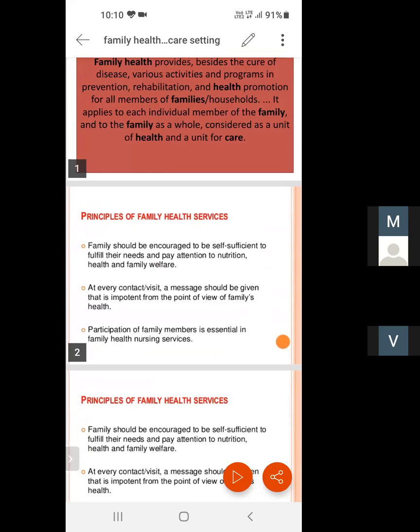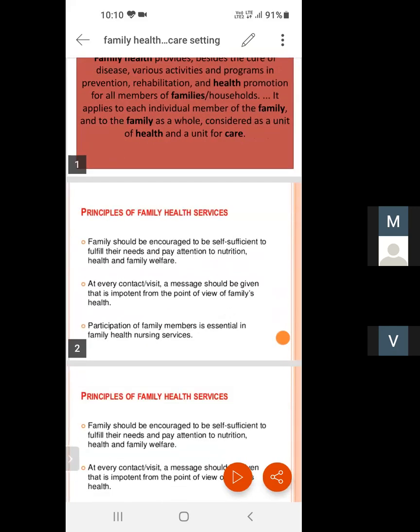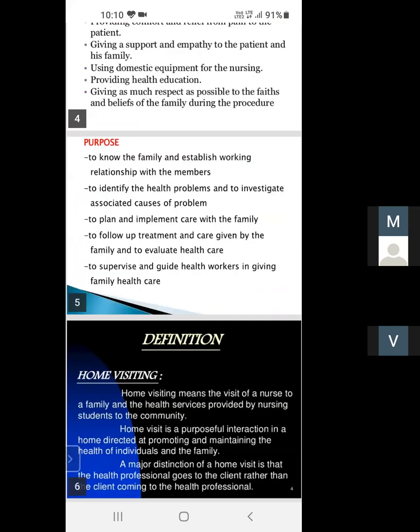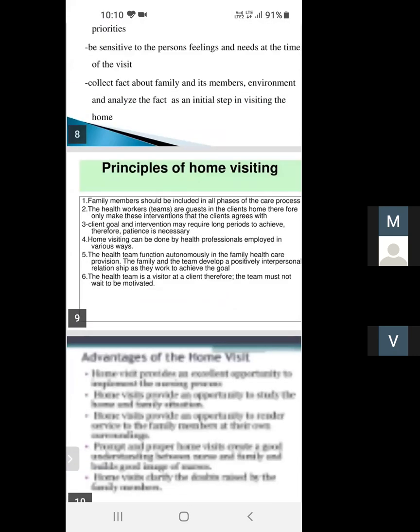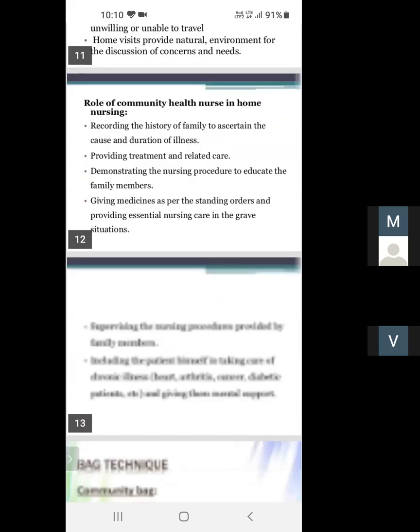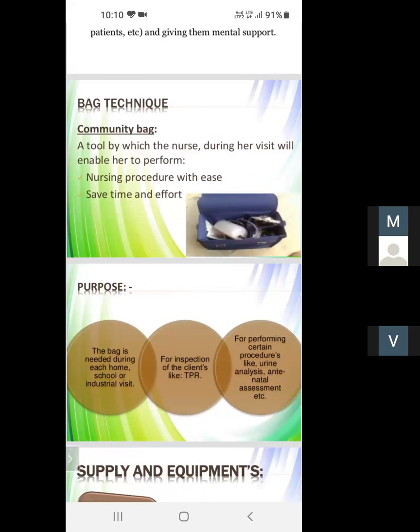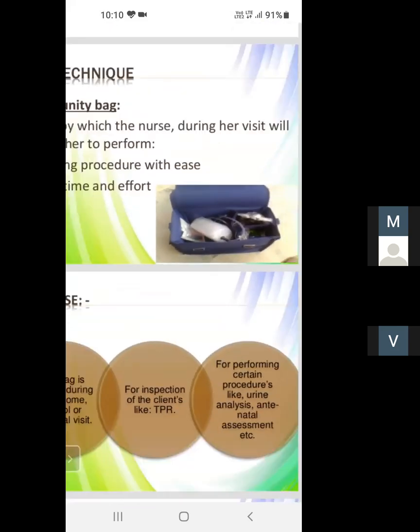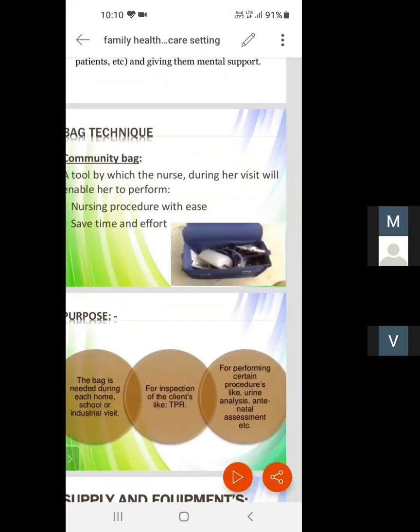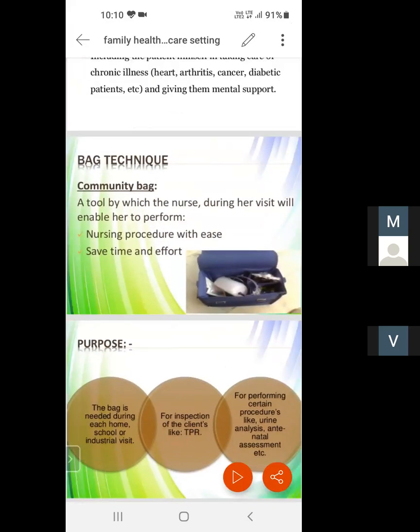Okay. Therefore, yesterday I finished family healthcare settings and home visiting. Next one is the bag technique. Did you see the community bag anywhere? Don't know. No, ma'am. Because you people are not coming here now. In our college, is there a community bag?